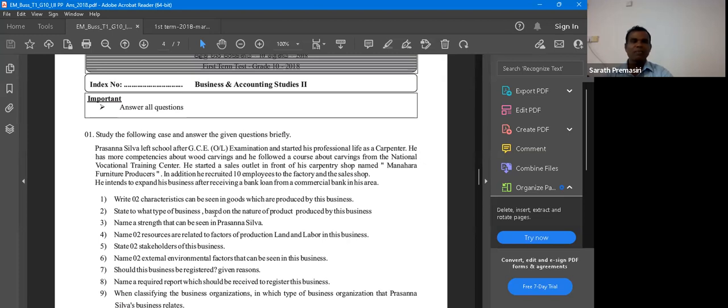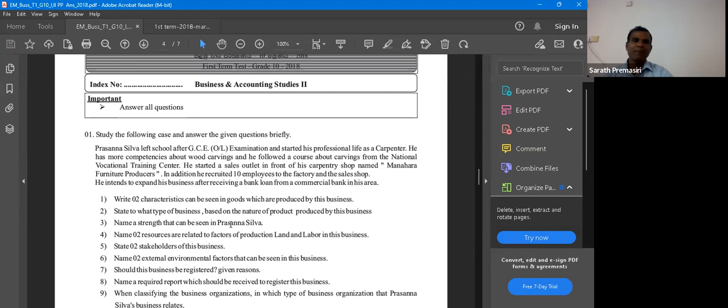State what type of business. Based on the nature, there are two types of businesses. The first one is the commodity manufacturing business. The other one is the service providing business. So this is basically a commodity manufacturing business.